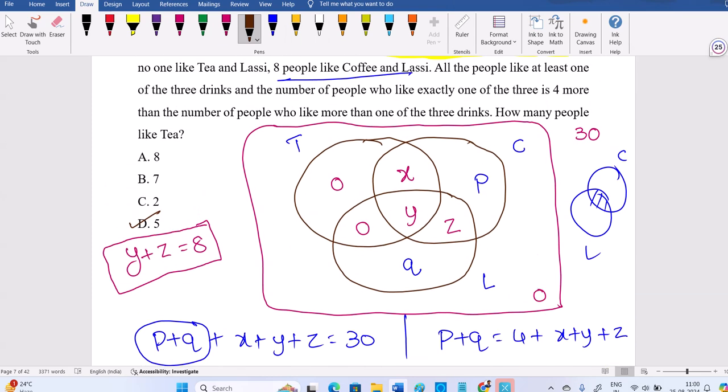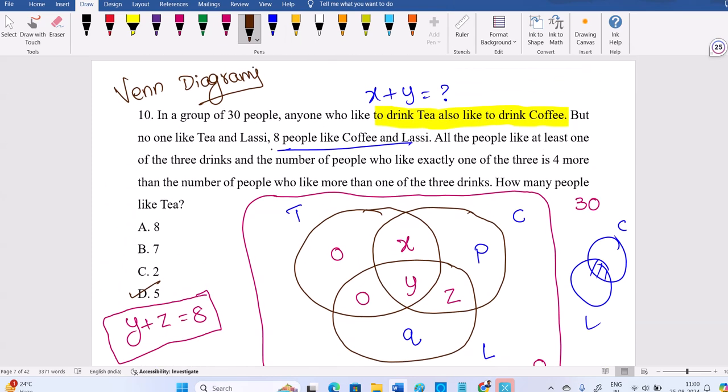Why 0, sir? They said in the question, no one likes tea and lassi. Okay, means all the three. If you don't like tea and lassi, how can you be in tea, lassi and coffee? This is 0. Then the intersection with coffee is also 0. Actually, y itself is 0 initially. I kept it on the safe side, but y itself is 0 initially.